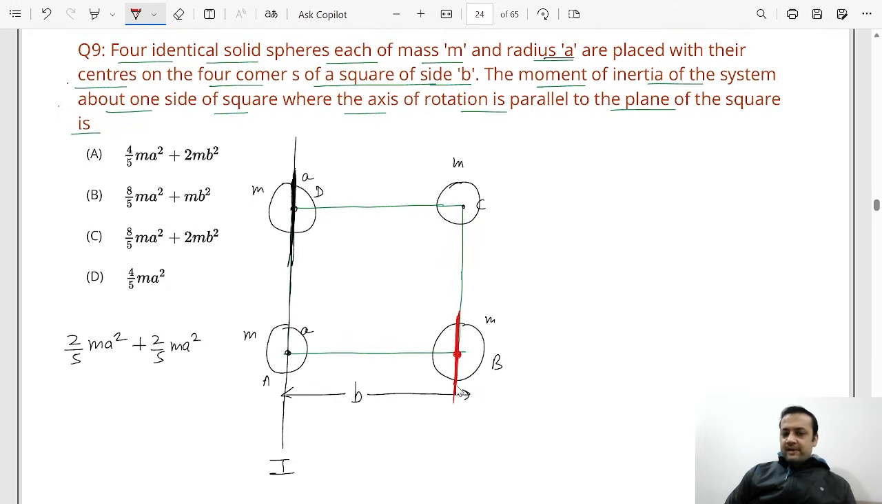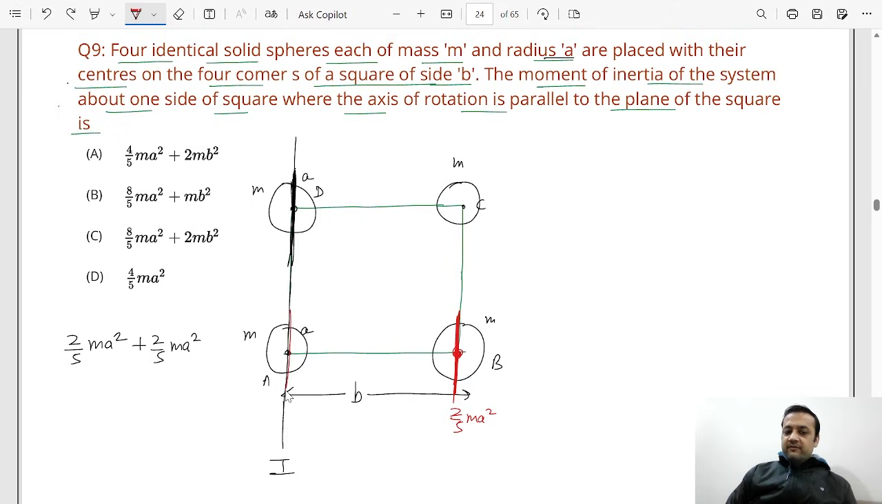Okay, so if I have to write the moment of inertia about this red axis, then I will write 2 by 5 into mass into radius square. But eventually I have to find the moment of inertia of the sphere B about this I axis. So you can apply the parallel axis theorem. What does the parallel axis theorem say? That if you know the moment of inertia about the center of mass axis and you want to find the moment of inertia about any axis which is parallel to the center of mass axis, then you can use I center of mass plus m d square, where d is the distance between the two parallel axes.